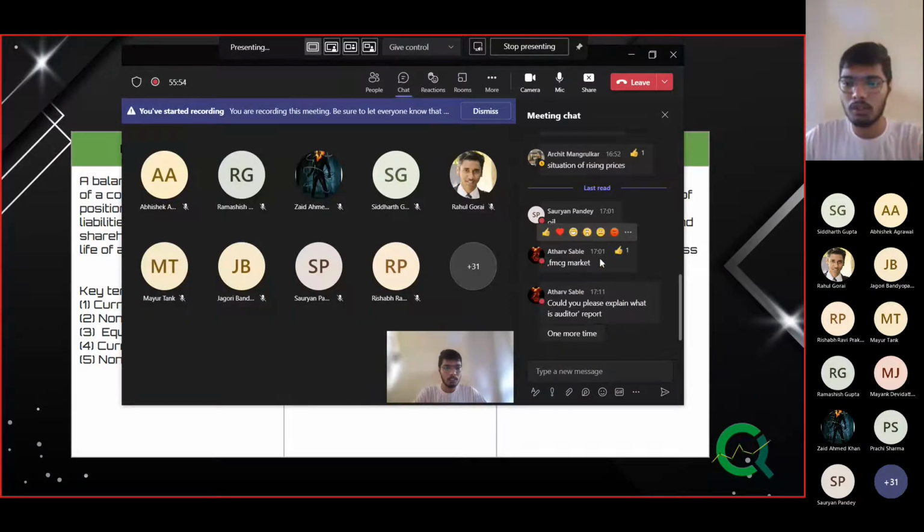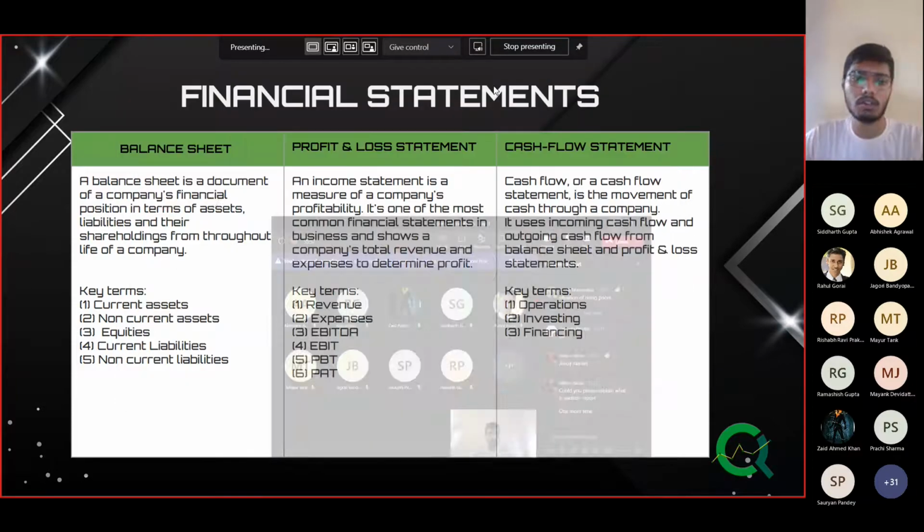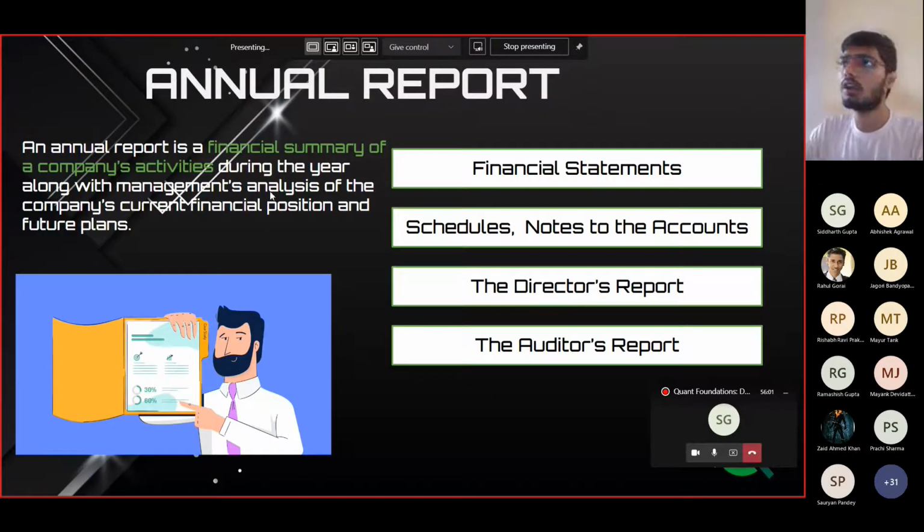Could you please explain what an auditor is one more time? Yeah, sure. So what an auditor's report is, basically, suppose in the total annual report, the company has given their performance, their financial statements and all that. So the auditor checks the credibility of that report, and they give their own report at the end of the annual report. That's what the auditor's report is.